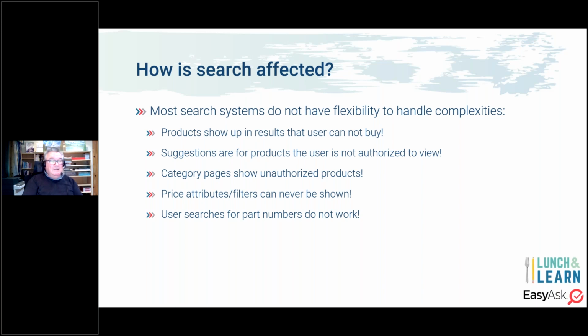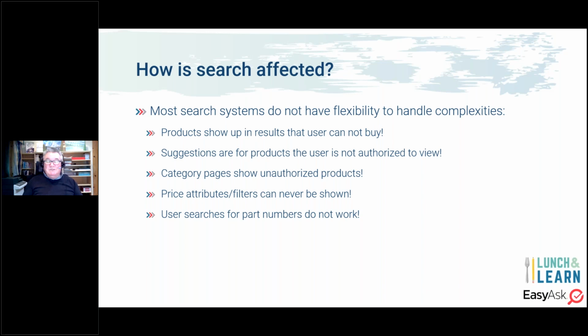There we go. And that is really important when it comes to search. If you don't have a search system that can understand these complexities, then you can have all sorts of problems. So you could be showing products in the results of a search that the user is not actually allowed to see. Suggestions that pop up on your autocomplete may be for products that the user shouldn't be able to see. You might be showing category listing pages for products that the user, again, is not authorized to see.